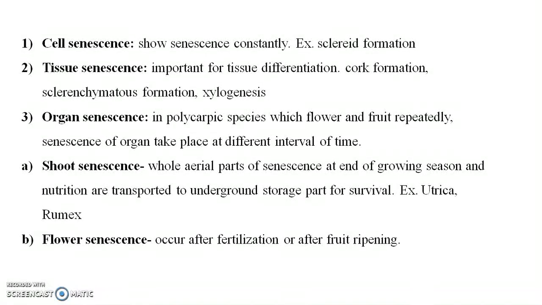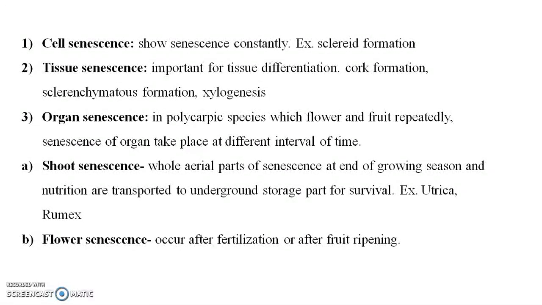Organ senescence. It mostly occurs in polycarpic species, which flower and fruit repeatedly; senescence of organs takes place at different intervals of time. Examples are mangoes, all the fruits and vegetables included in organ senescence. Shoot senescence: the whole aerial part senesces at the end of the growing season, and nutrients are transported to underground storage parts for survival. Example, Eutrica rumex.